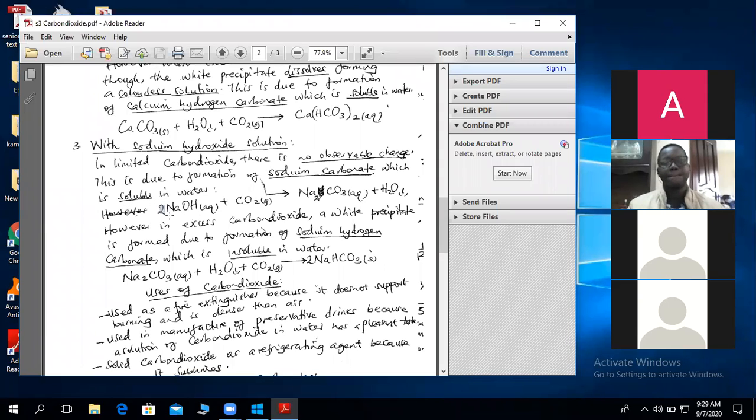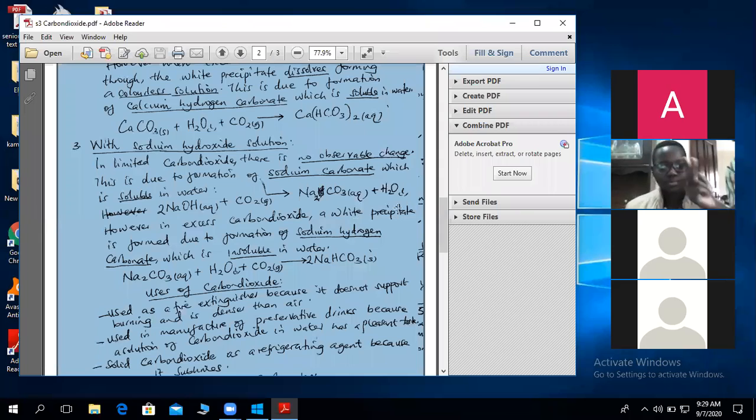And I write my equation for 1.5 marks. It is there. Remember that the valence of carbonate radical is 2, so I need a 2 there. Now, however, in excess carbon dioxide, a white precipitate is formed. Oh, I forgot to underline this. This is a marking point. A white precipitate is formed.